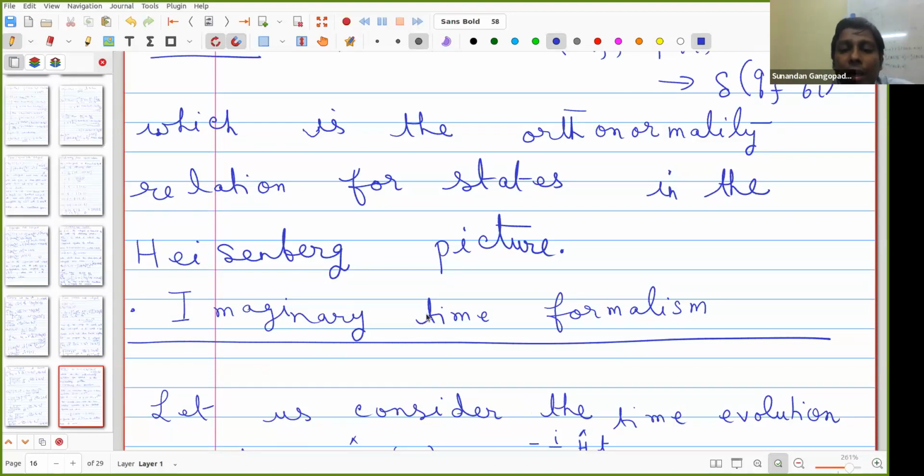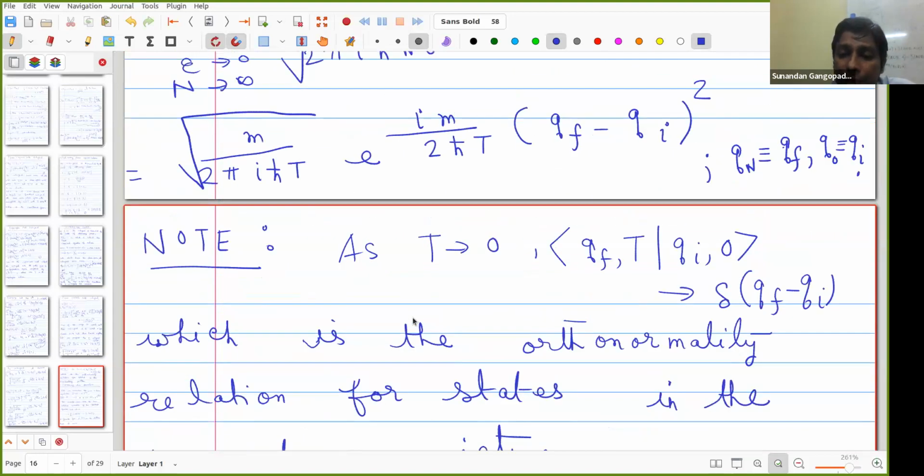And I must mention that there are very few cases in physics where you can actually evaluate the path integral exactly. Another important case where the path integral can be evaluated exactly, but I will not cover it in this lecture, is the harmonic oscillator.